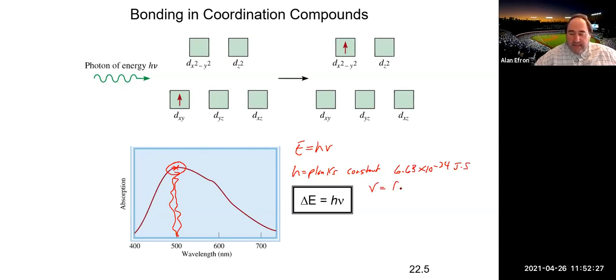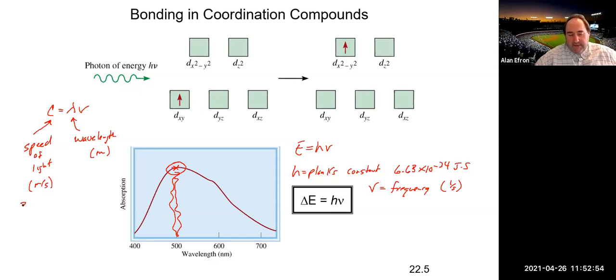That is the frequency, usually in reciprocal seconds. And that is also related to c equals the wavelength times the frequency, c being the speed of light. That's probably an equation you might remember from last semester. Obviously, this is our wavelength, usually in meters. The speed of light is meters per second. It's actually 3 times 10 to the 8 meters per second. That is, again, our frequency in reciprocal seconds.